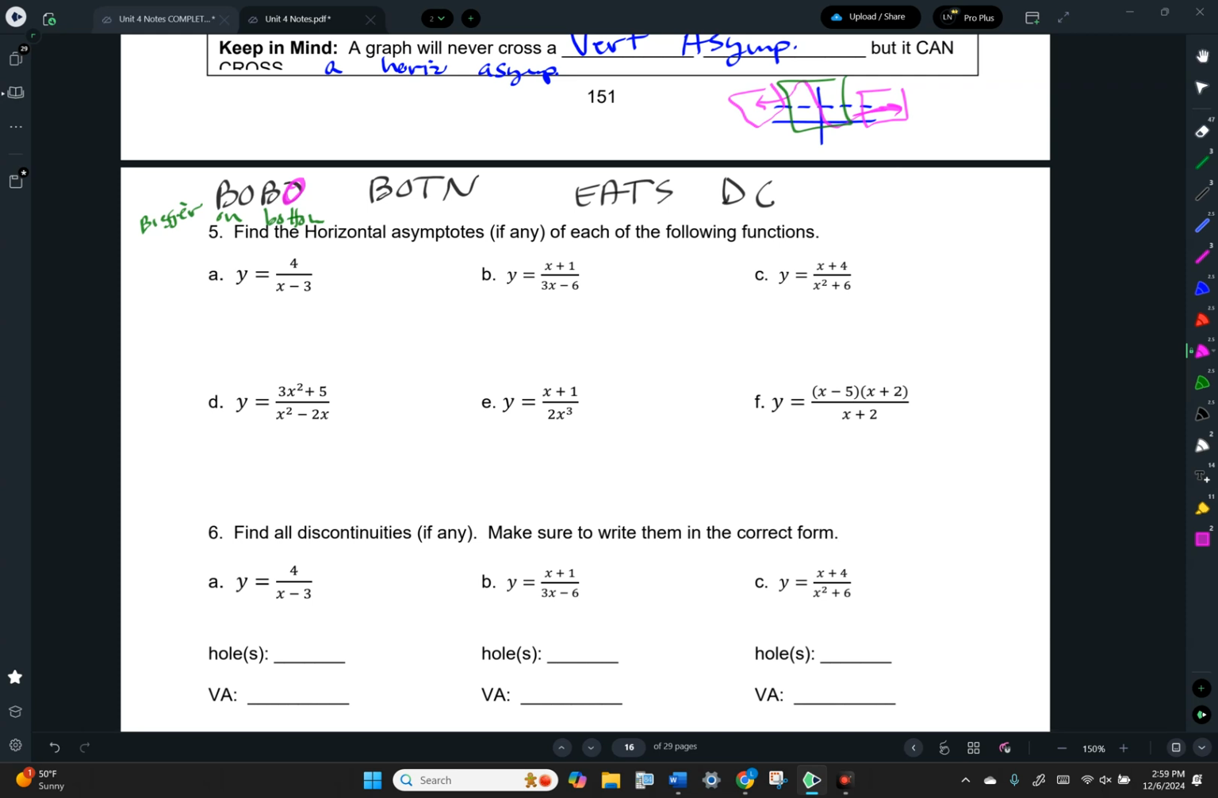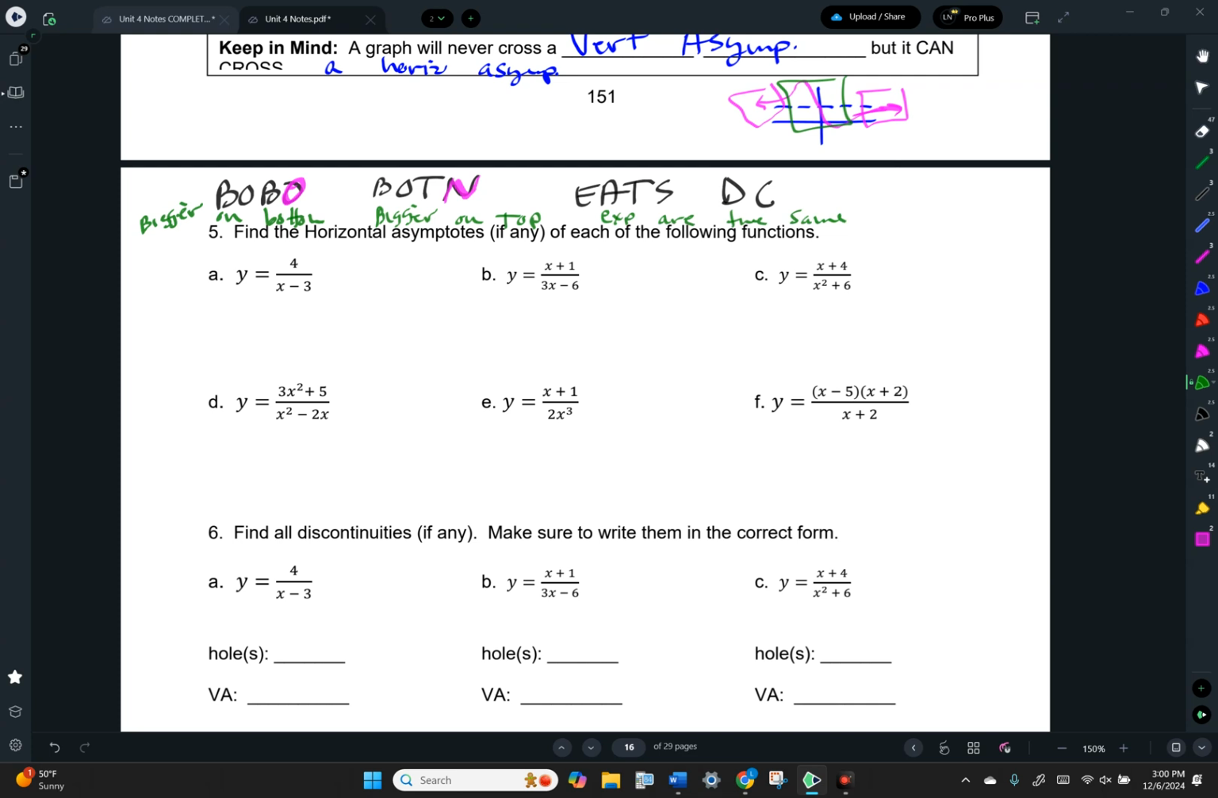You can probably tell now the BOTTEN means bigger on top. Whoops, I'm trying to keep this color coordinated. Sorry about that. Okay, bigger on top means there are no horizontal asymptotes. And the EATS DC means exponents are the same.